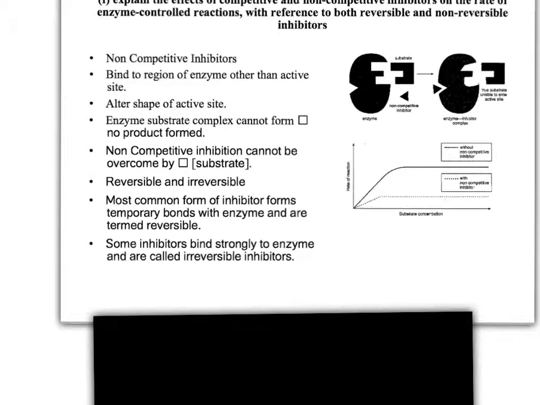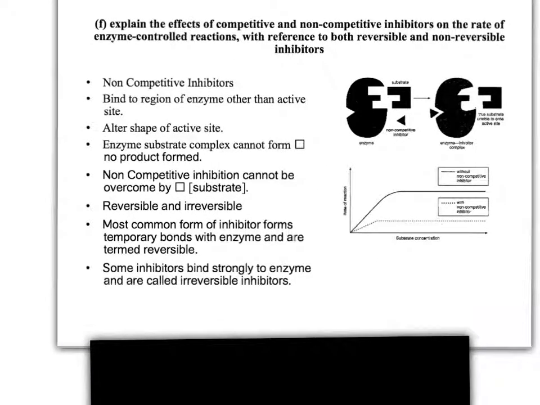So in summary, these non-competitive inhibitors bind to a region other than the active site and alter the shape of the active site. This means that the enzyme substrate complex can't form, and therefore no product is formed, and it cannot be overcome by increasing substrate concentration.